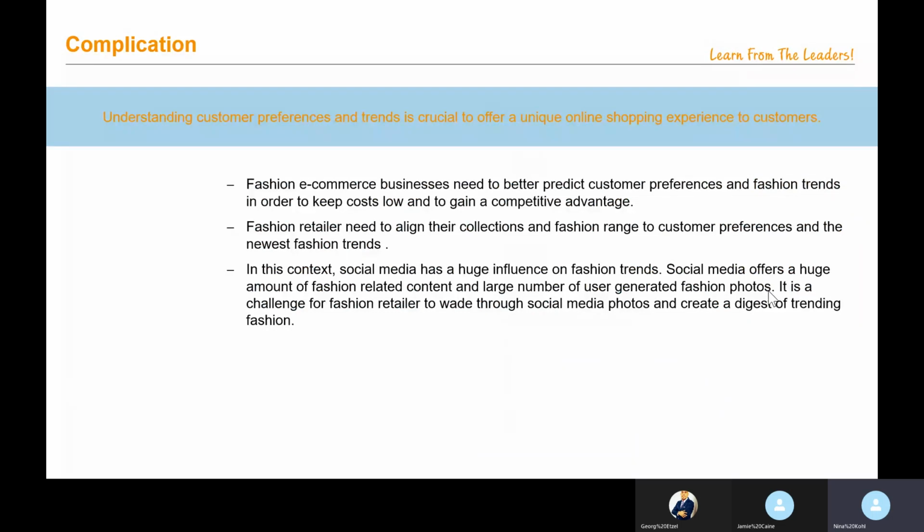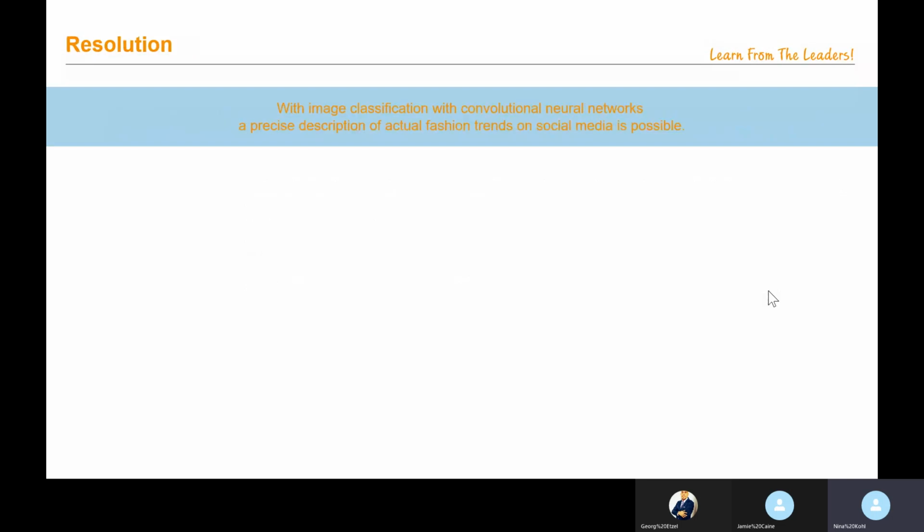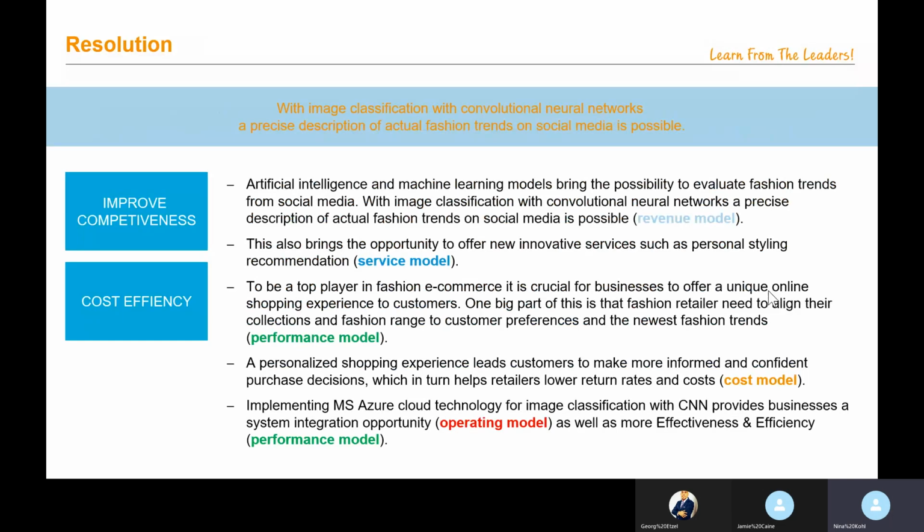Social media offers you a huge amount of fashion-related content and large numbers of user-generated fashion photos, and it is a challenge for you to wade through those social media photos and create a digest of trending fashion. So by implementing image classification with convolutional neural networks, a precise description of your actual fashion trends on social media will be possible. By this, you can improve your competitiveness and your cost efficiency, because artificial intelligence and machine learning models make it possible to evaluate fashion trends from social media. And a precise description of actual fashion trends on social media brings you an enhancement of your revenue model.